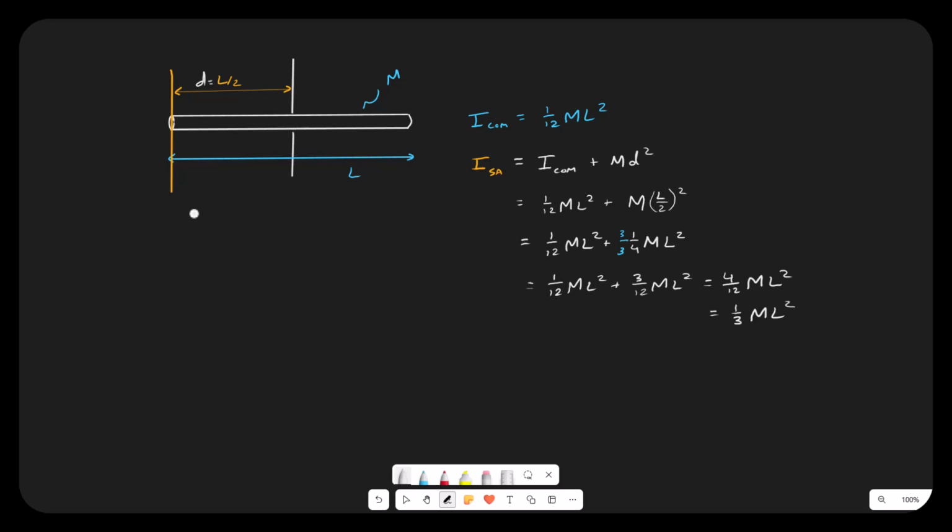If I'm doing a problem with a bar about the end, I'm just going to use that 1/3 right from the start because I already know that value. But this was just a way of using a known commodity to get to an endpoint and show you kind of how this works in practice.